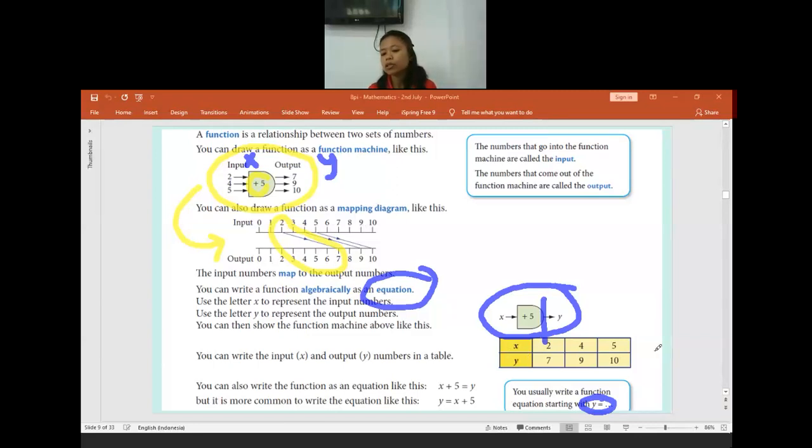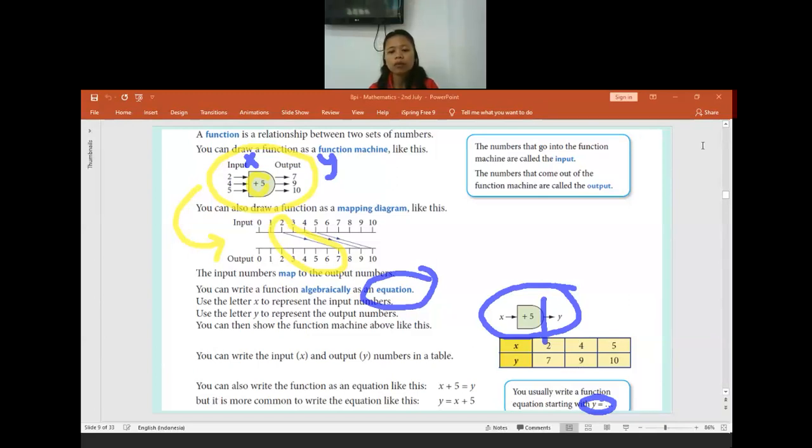For the table, this is also the same thing. The x will be the input, and then the y will be the output. The inputs are the numbers 2, 4, 5. That's why I write the input in here. The textbook only writes 2, 4, and 5. For the output, the 2 will be connected to 7. That's why below 2 will be number 7. Below number 4, it will be number 9, and so on.